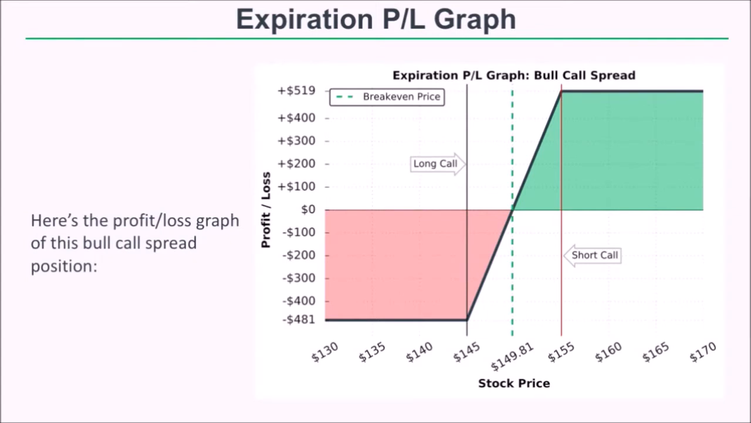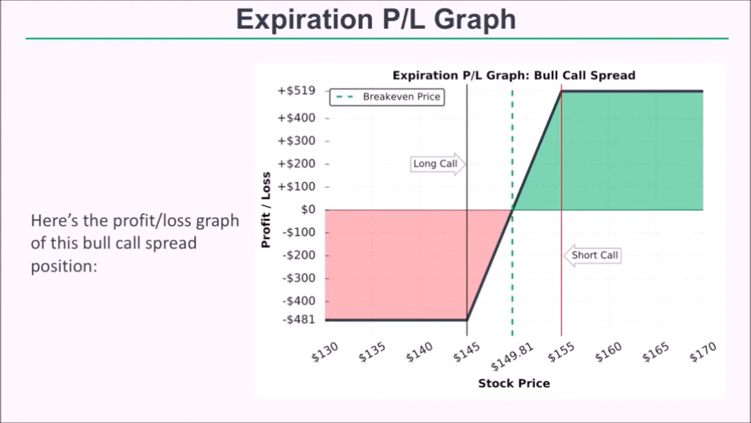Now we see that the maximum loss potential occurs at any stock price equal to or less than $145. That's because if the stock price is below 145, the long call and short call will both expire worthless, and that means we're going to lose more money on that long call than we're going to make on the short call. And in fact, the specific max loss will be the net debit paid times 100.